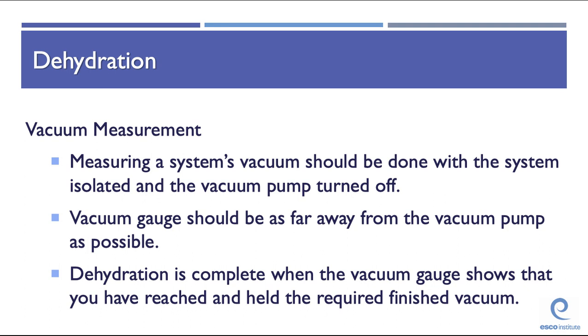Measuring a system's vacuum should be done with the system isolated, the vacuum pump turned off, and the vacuum gauge connected as far away as possible from the vacuum pump. Dehydration is complete when the vacuum gauge shows that you have reached and held the required finished vacuum.